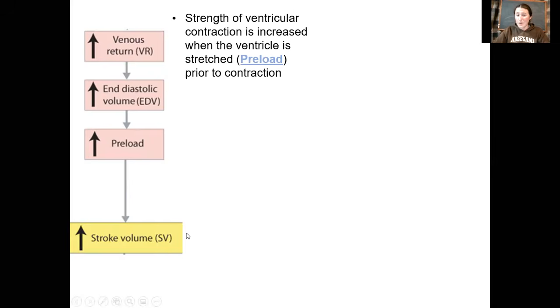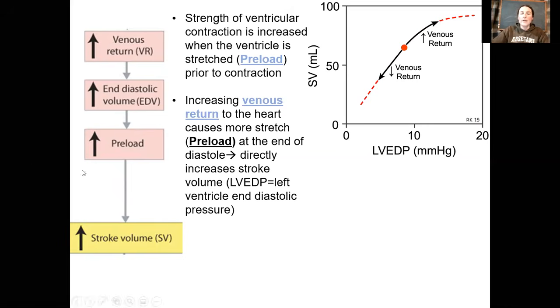It makes sense, hopefully, that the more blood that comes into your heart, the more blood that comes out of your heart, okay? So increasing venous return causes more stretch, right? And that directly increases stroke volume. And so this graph here is a classic representation of the relationship between more or less end diastolic volume or pressure here and stroke volume, right? So as venous return increases, more blood is coming into your heart, your stroke volume is going to increase as well.